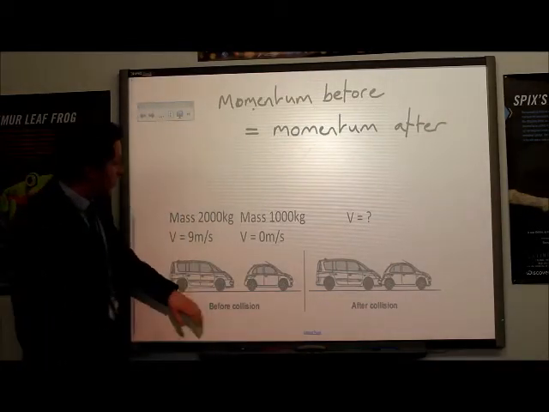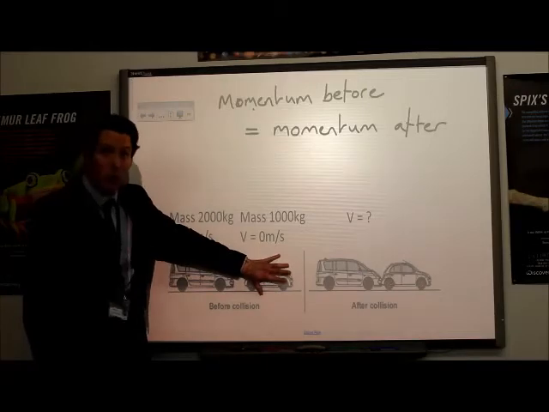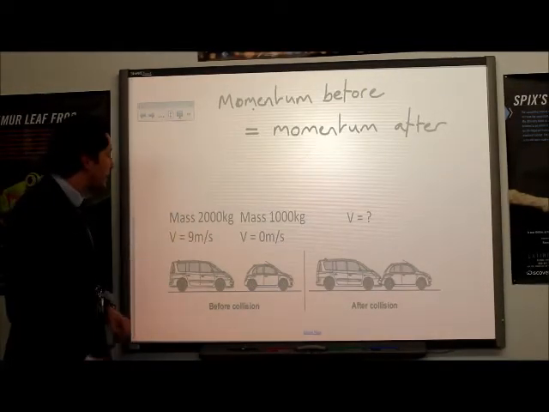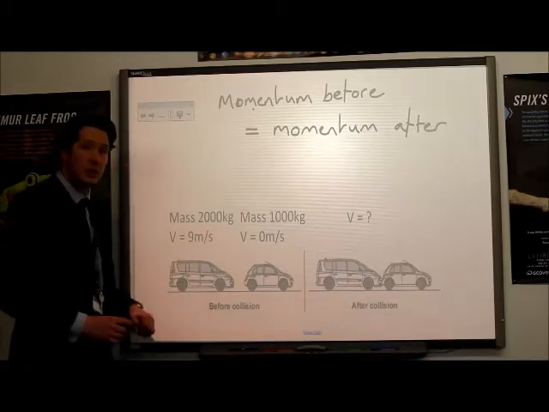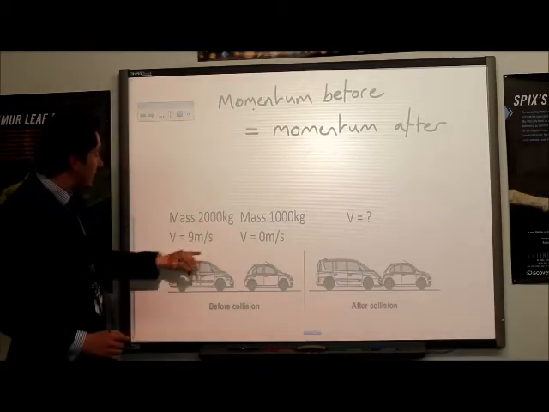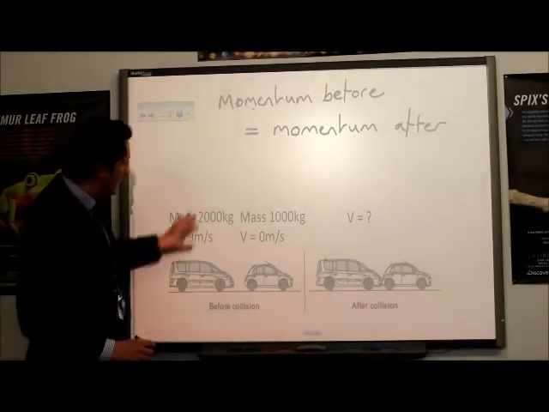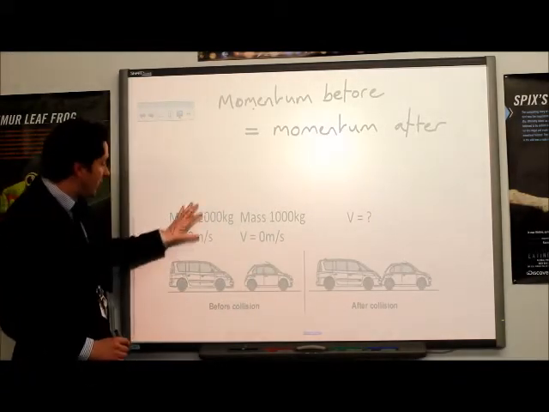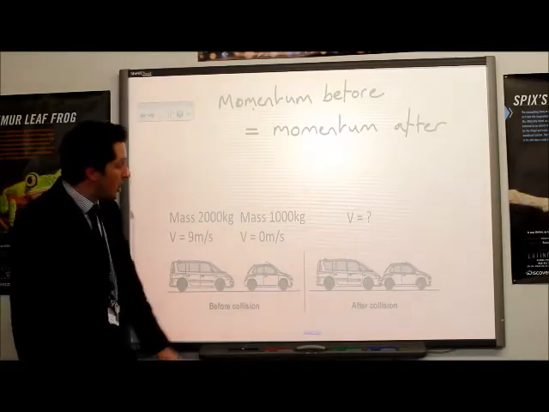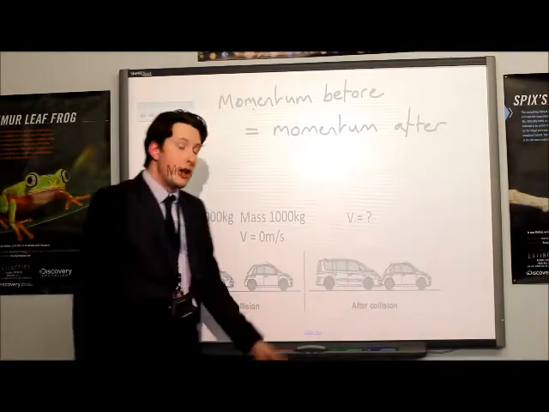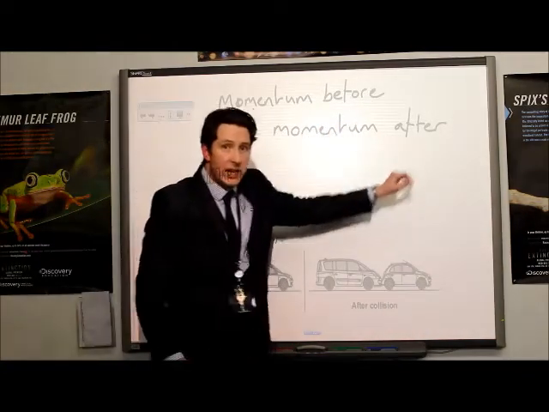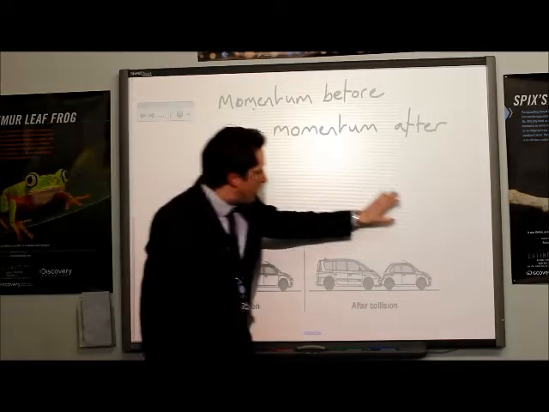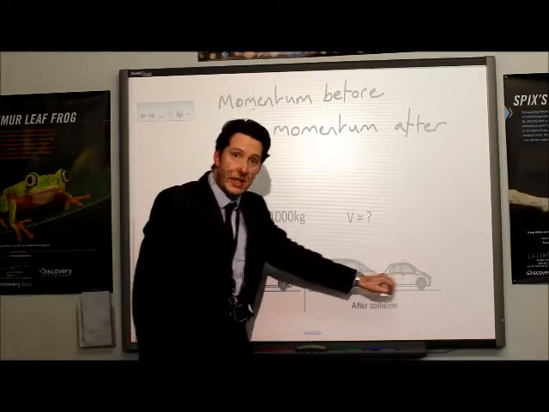Okay, so the momentum of this car is 0 at the start. The momentum of this vehicle I can work out. Its mass, 2,000, times velocity, 9. So 2,000 times 9 will tell me the momentum of that van. This has 0 momentum, so the total momentum is just the momentum of the van. After the objects collide, the momentum must be the same. So whatever the momentum of that van would be at the start, the total momentum is the same.